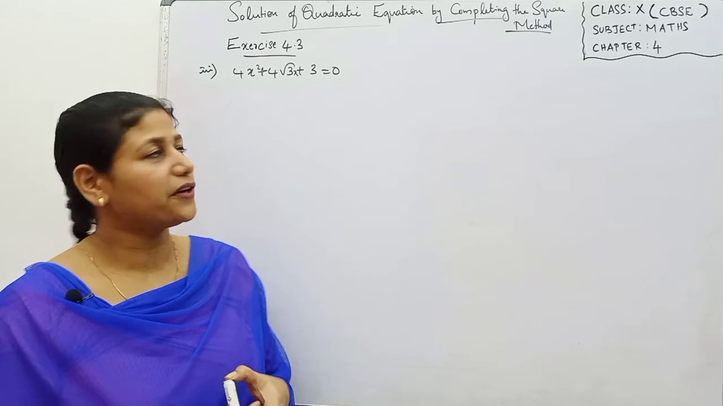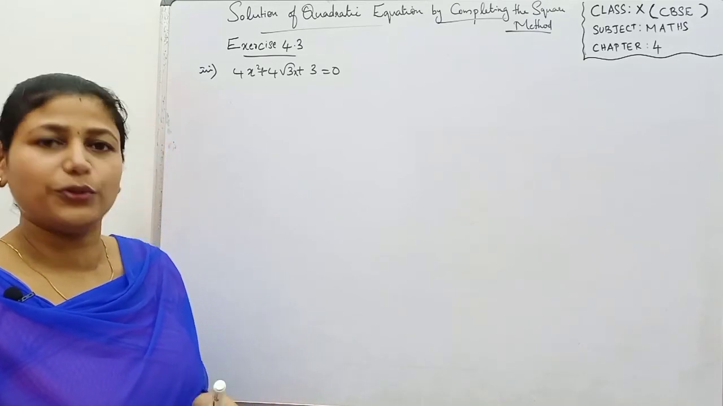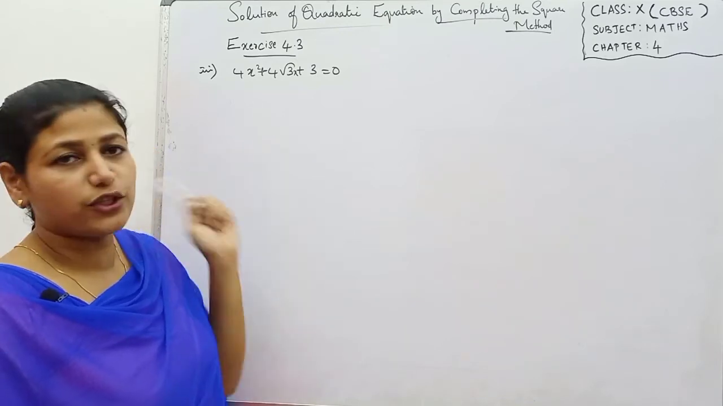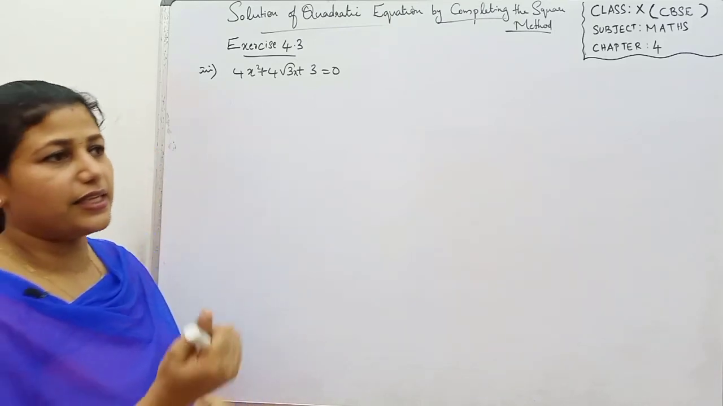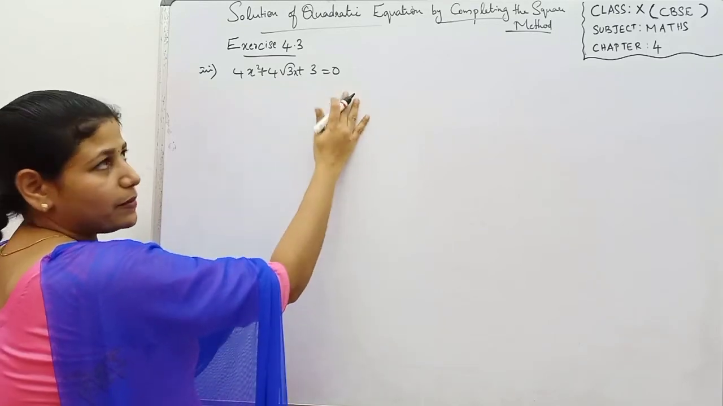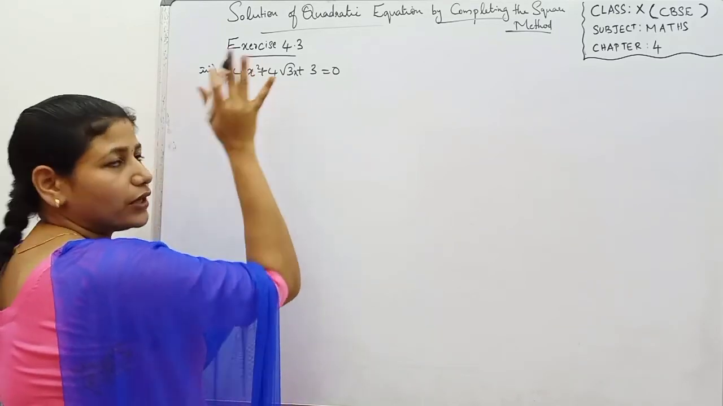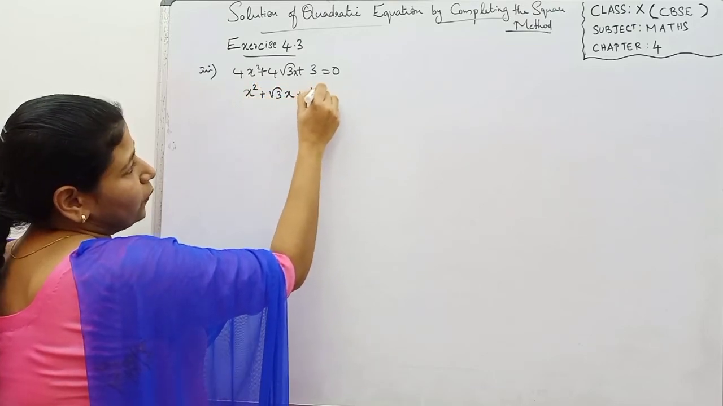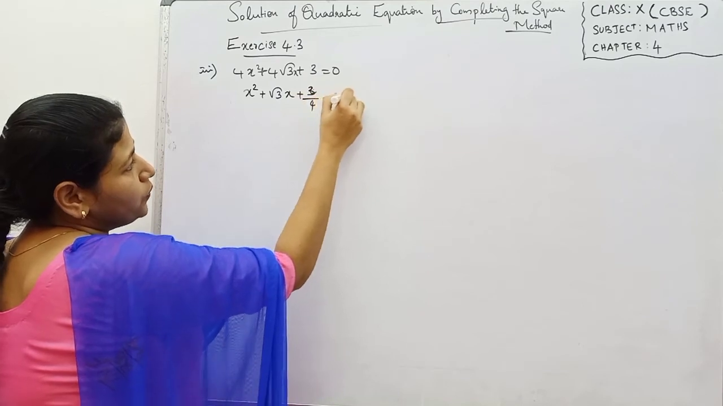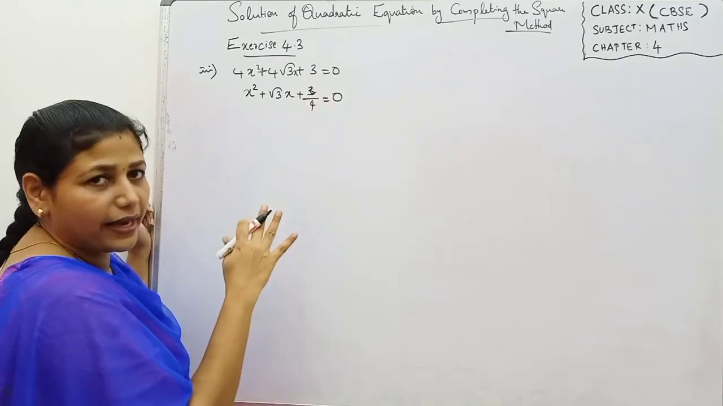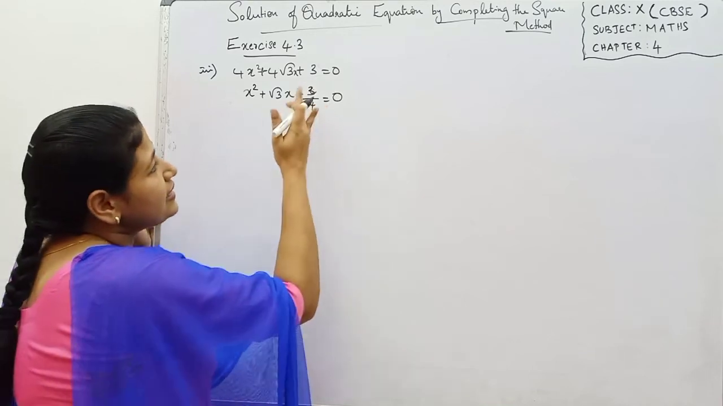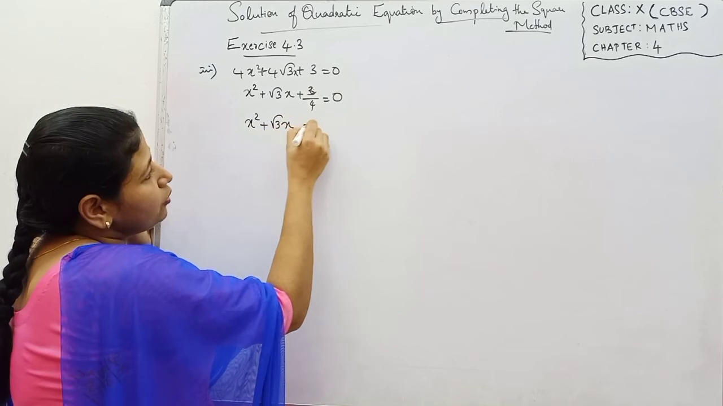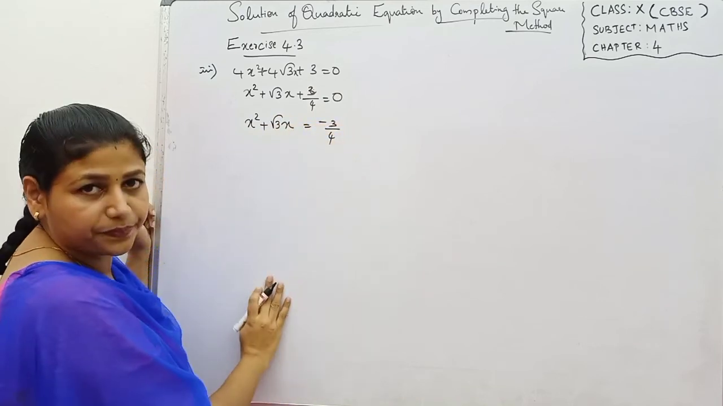Understood? Question for x² + 4√3x + 3 = 0. What we have to do for the first step, we have to divide all the terms by 4, isn't it? So I am going to divide all the terms by 4 to make the coefficient of x² 1. So this is x², this is √3x, then this is 3/4 equal to 0. This is the first step. As the second step, we have to take this 3/4 to that side. That will be x² + √3x = −3/4.